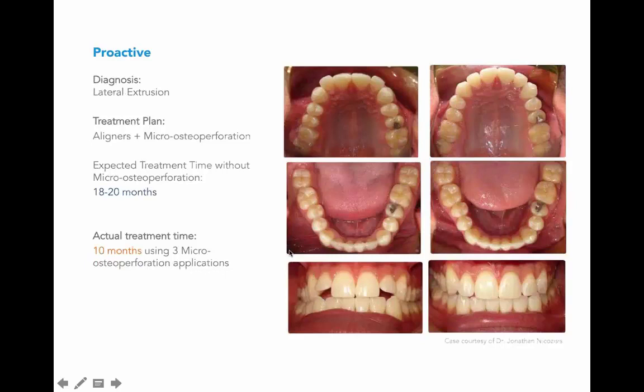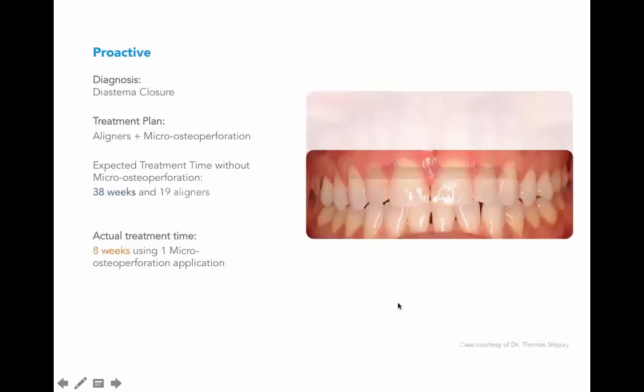Here's an extremely straightforward case here, except for the fact that the occlusion's a little out of whack, and these laterals are really protruding quite a bit. But in this case, again, with aligners, performed in about 10 months, we're using 3 micro-osteoperforation applications as opposed to about 18 to 20 months.